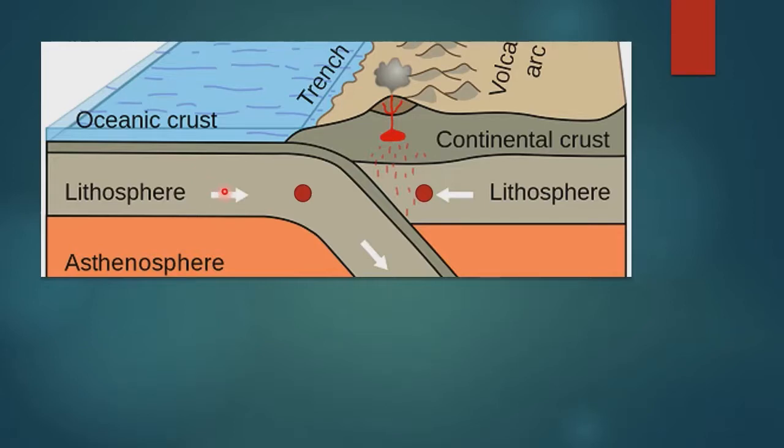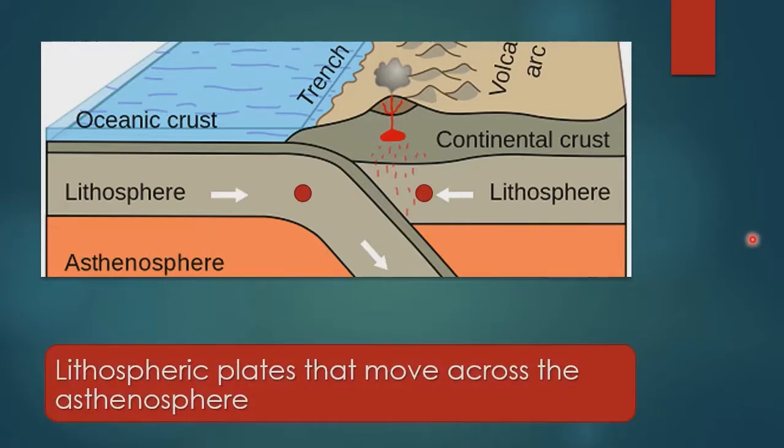One is the oceanic crust, the other one is continental crust, but both are lithosphere or the lithospheric plate. So again, that lithospheric plate is the one that moves across the asthenosphere, and this creates our tectonic plates. The 7 major plates are the following.